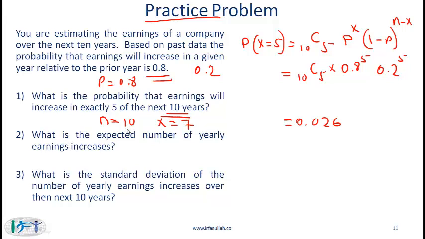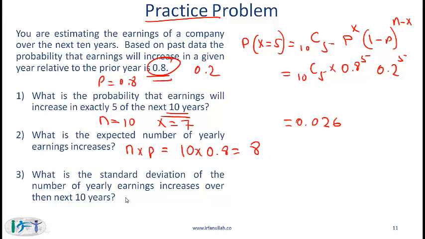Next question, what is the expected number of yearly earnings increases? Here we simply use the formula n times p, which is 10 multiplied by 0.8, which is 8. So we expect 8 successes over the next 10 years because of this probability.